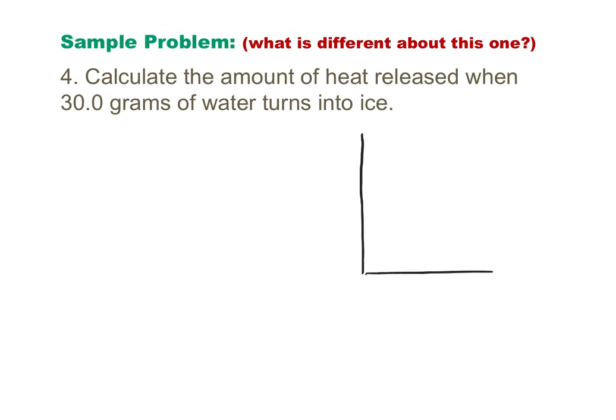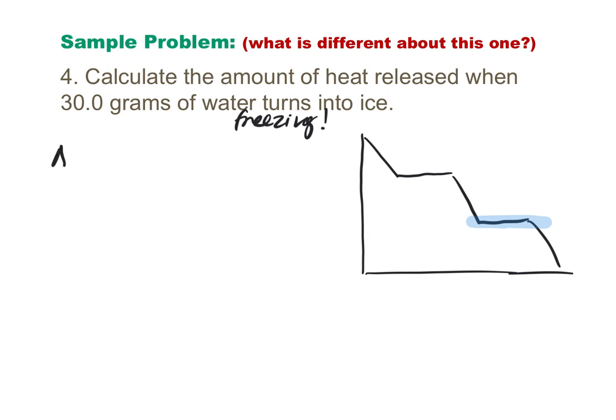So what we're doing here is we are cooling things down. We're taking water and turning it into ice. That process is known as freezing. So if I think about my cooling curve here, freezing is going to be happening right about here on the graph. So that nice linear portion. So there's no temperature change here. That tells me that I'm going to use my other equation, m times delta H.